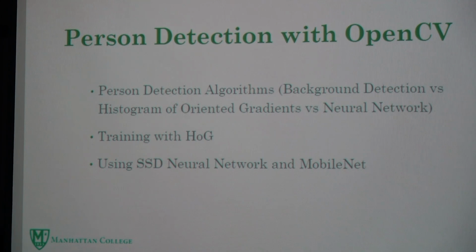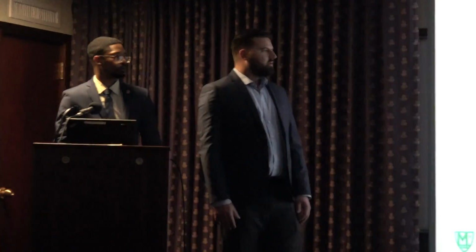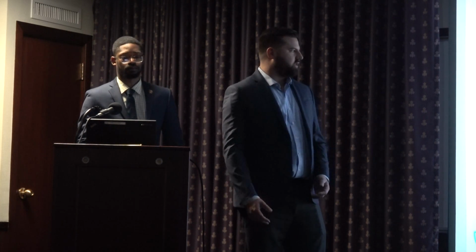So, person detection with OpenCV. We tried a few different methods and tested with those: background detection, histogram of oriented gradients, and neural networks. Background detection is fast, but we got a lot of false positives because it subtracts the frame before it, and so it sees a lot of shadows and light changes.